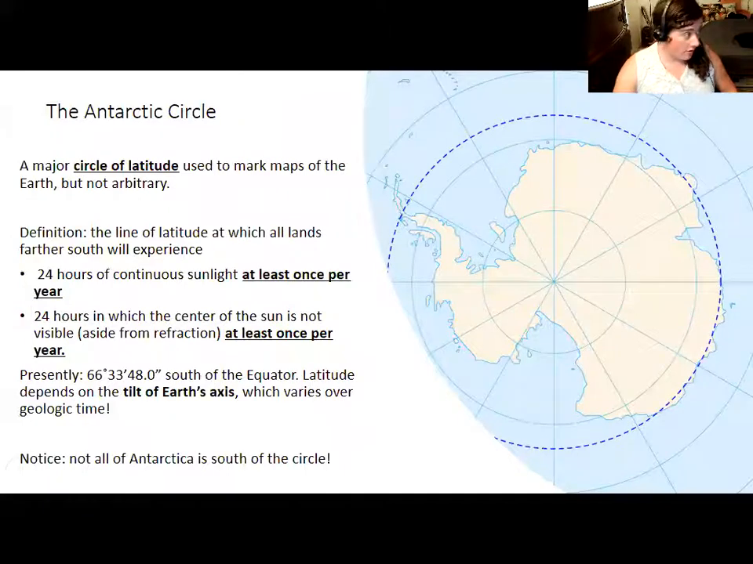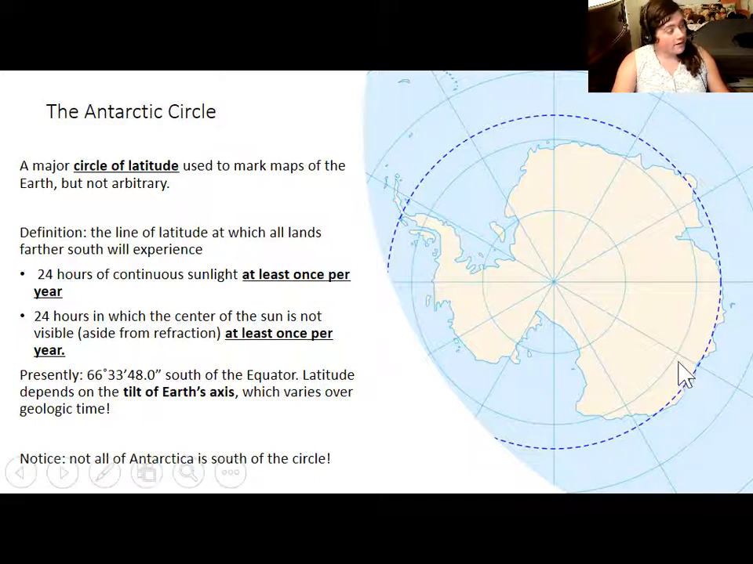The Antarctic Circle is a line that is used to define every area that will experience at least one day of 24-hour darkness and at least one day of 24-hour sunlight. This has actually varied over geologic time because Earth's tilt has varied over geologic time, meaning that where exactly on Earth is going to have complete darkness wasn't necessarily the same during the dinosaur age as it is now.